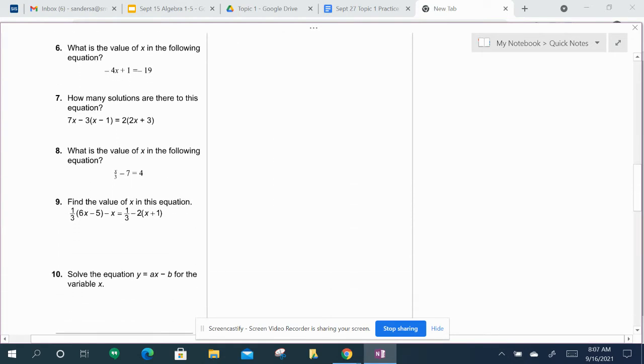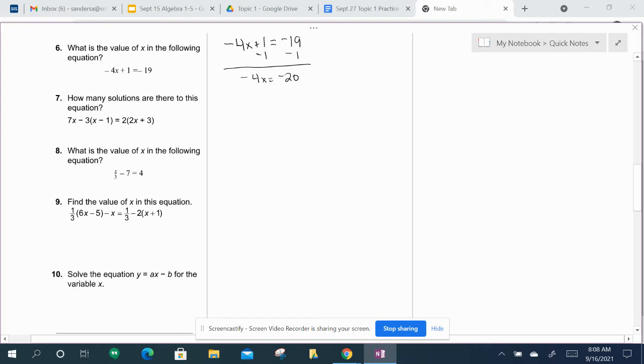All right, it looks like the next few problems are solving equations. We just need to read carefully what they ask. So 6 says, what is the value of x? That means solve. So I'm going to start with negative 4x plus 1 is equal to negative 19. Since x is trapped up with the negative 4, I'm going to start by subtracting 1 on each side. And I get negative 4x is equal to, now, negative 19 with a negative 1, that becomes a negative 20.